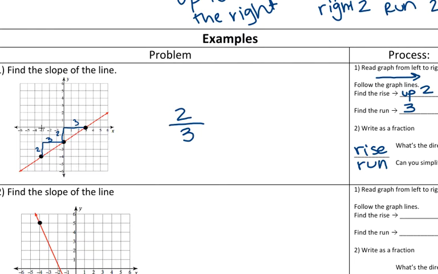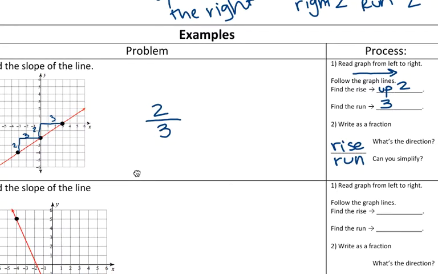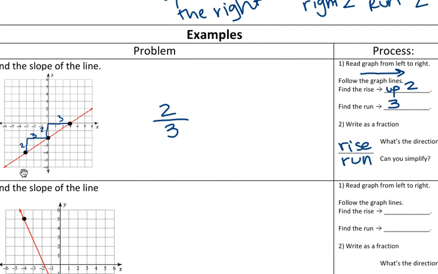Okay, and the question is what's the direction of this slope? So what we did last time, is this a negative or a positive slope? Well, this is going up. So this is a positive slope. So this should be my answer.